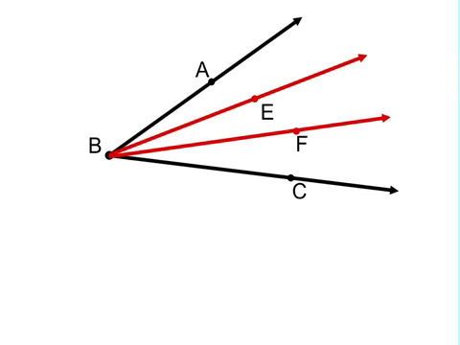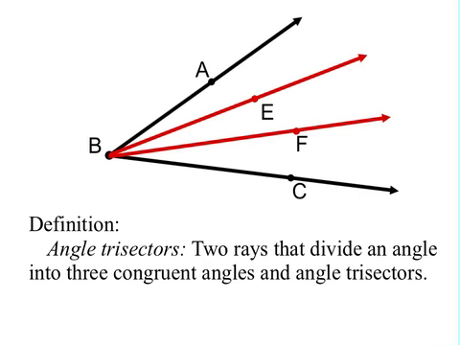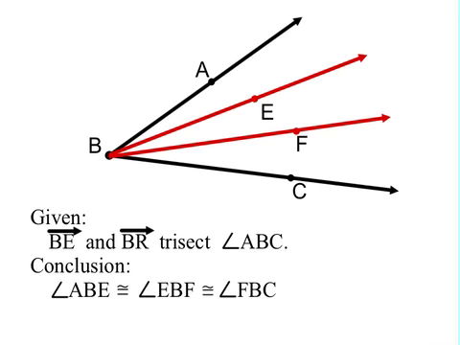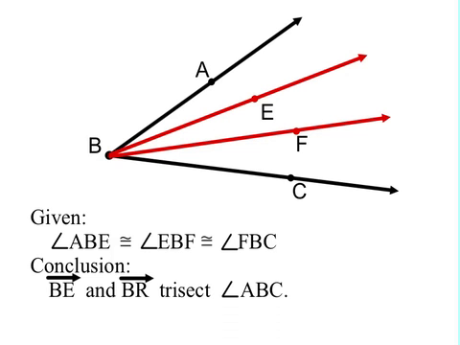And now you can see we've added two rays that appear to divide the angle into three equal parts. And yet another definition, angle trisectors. Two rays that divide an angle into three congruent angles are angle trisectors. So if we're given that BE and BF trisect angle ABC, we can conclude that angle ABE is congruent to angle EBF, which is congruent to angle FBC. And because the definition is reversible, if we're given that the three angles are congruent, we can conclude that rays BE and BF trisect the original angle ABC.